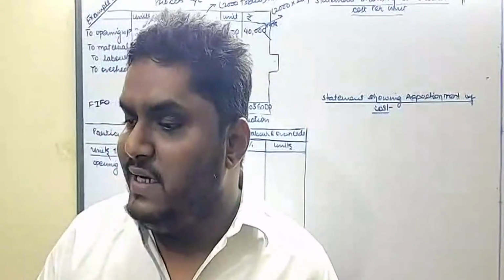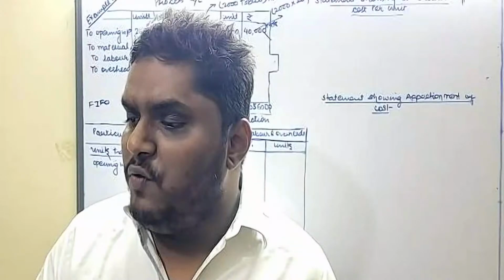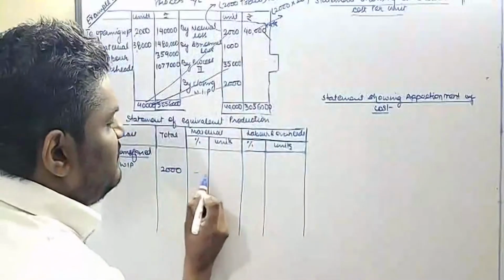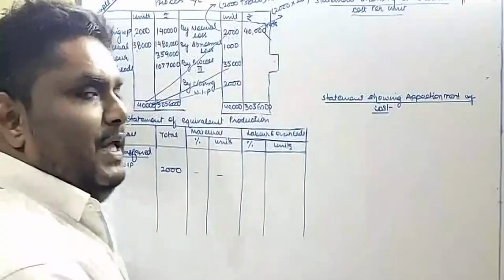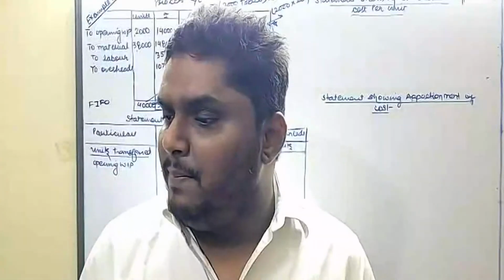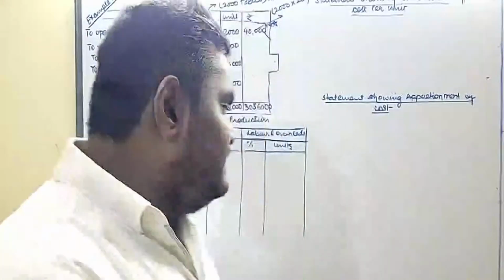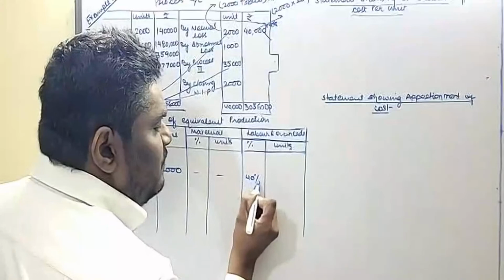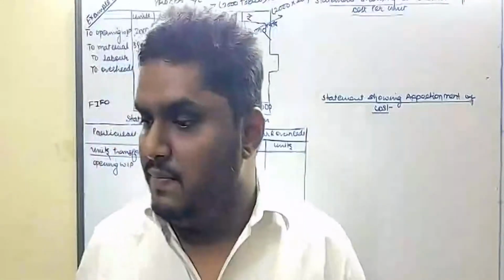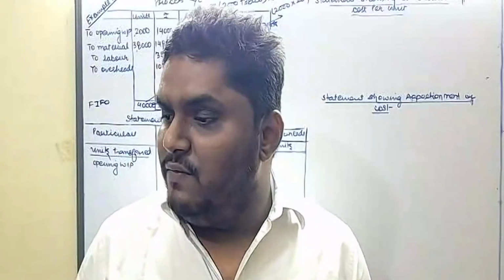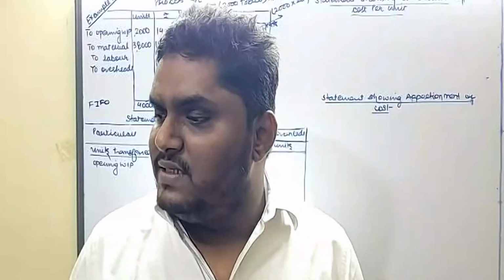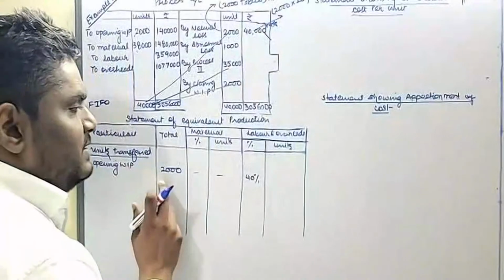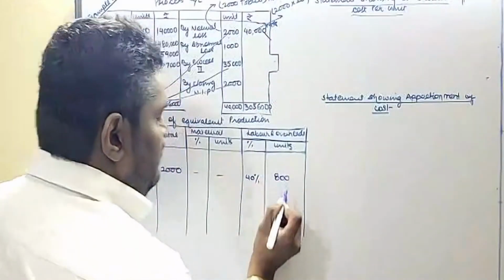As far as percentage of completion of opening work in progress, the material is already introduced in the process in the previous year itself. So nothing was done in respect of material. As far as labor and overheads is concerned, 60% was completed. It means 40% work was done during the current year. 60% of the work was completed in the previous year. So it means 40% work was done in this year. So this will be 800.